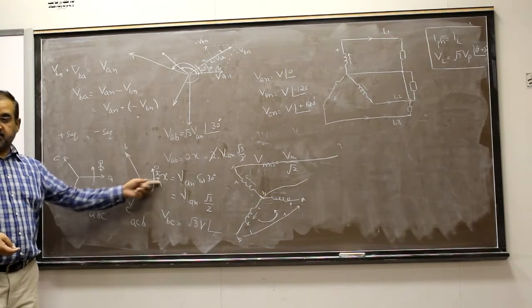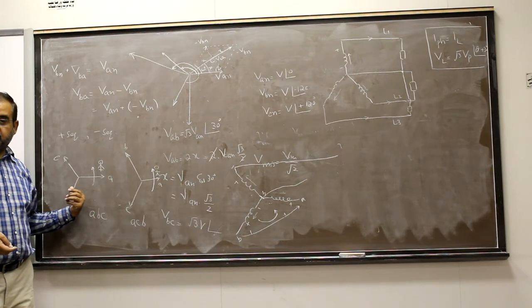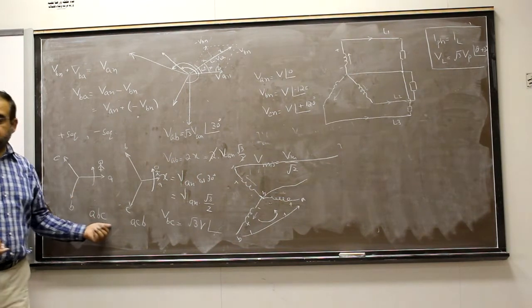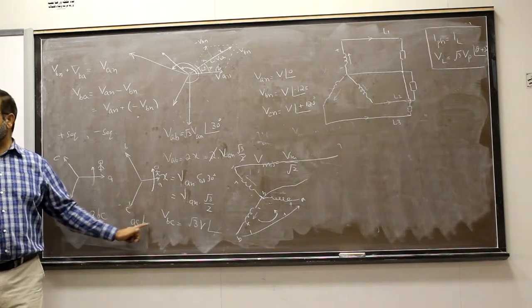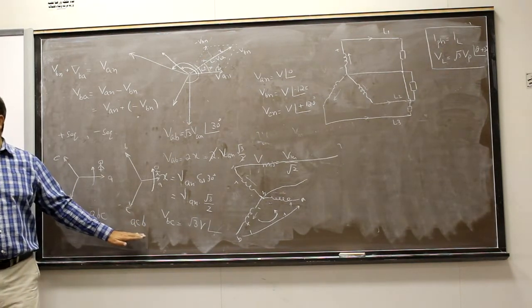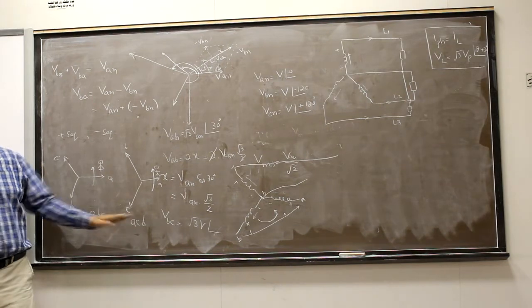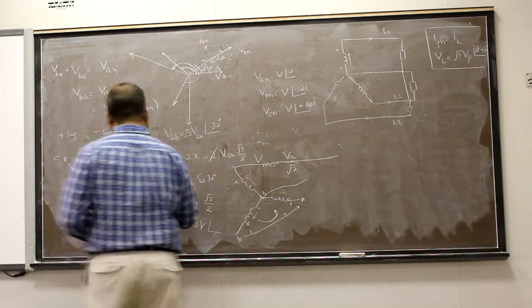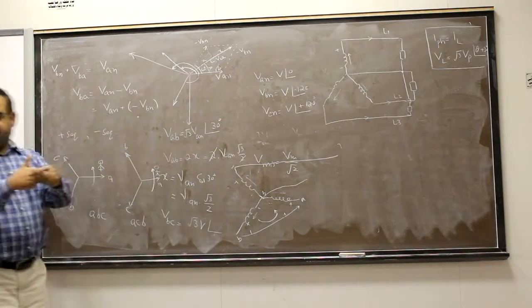So phase A, phase B, and phase C, this will be ABC sequence. Phase A, phase C, phase B, if it is like this, it will be ACB sequence. Because this is ACB, we will take it as counterclockwise motion. Always counterclockwise.